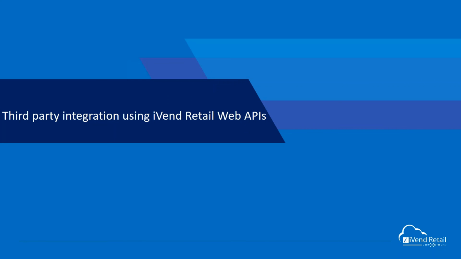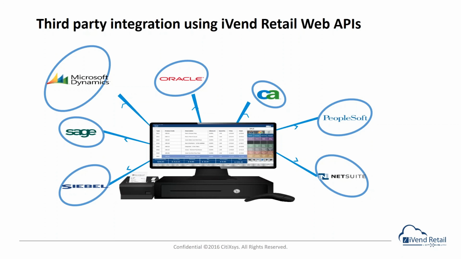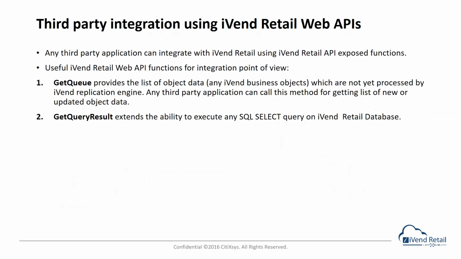So next topic, which is really important, is third-party integration using iVend Retail Web APIs. iVend Retail Web APIs are exposed for any third-party integrations. We already have integrated it with our mobile application, and you can use it for any third party. For Sage, we have done it, Navision, and any other application you can choose.